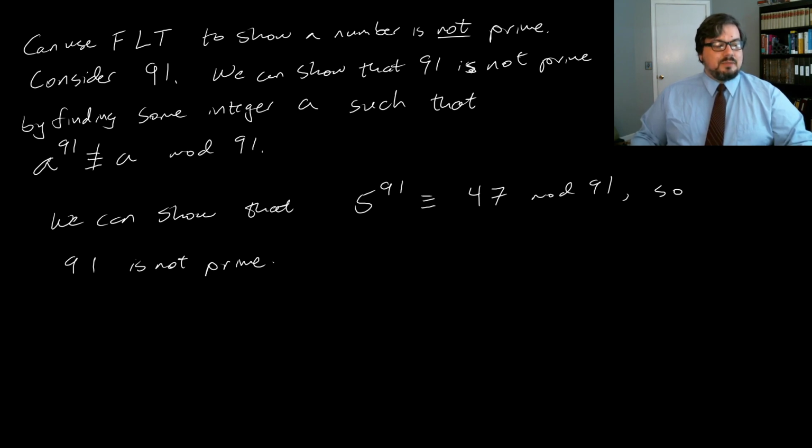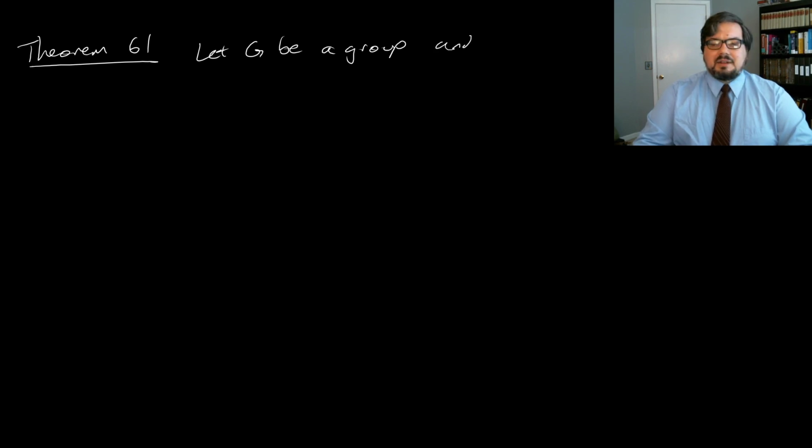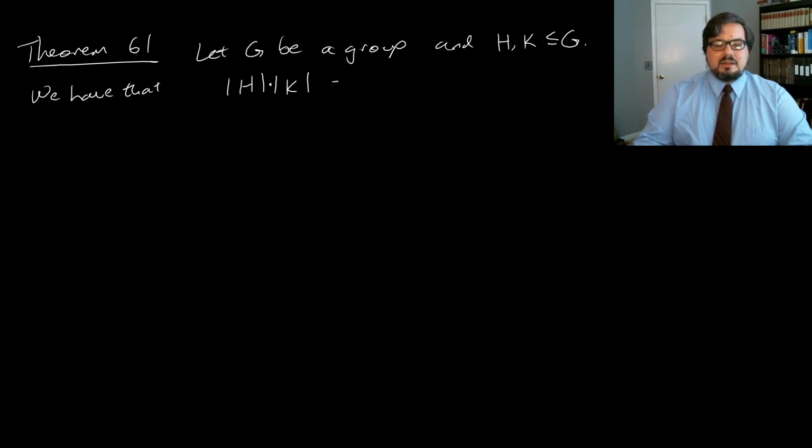All right, the next theorem has to do with having multiple subgroups of a group interacting with each other and what sort of relationships they have to have numerically. So let's look at Theorem 61. Let G be a group and H and K be subgroups of G. We have that the order of H times the order of K is equal to the order of HK times the order of H intersect K.